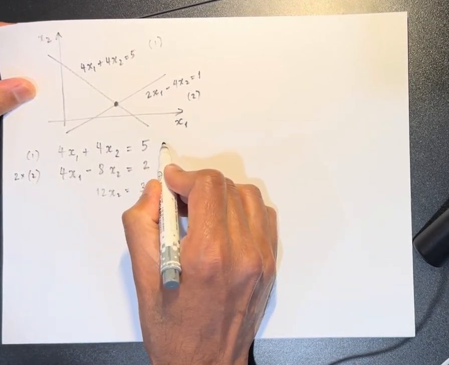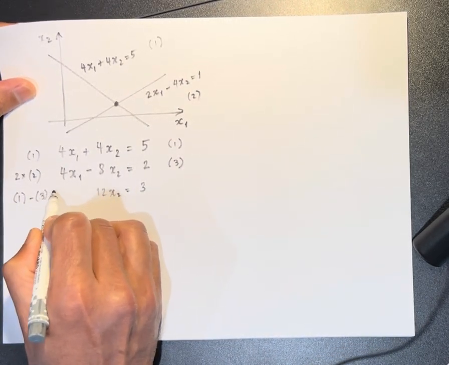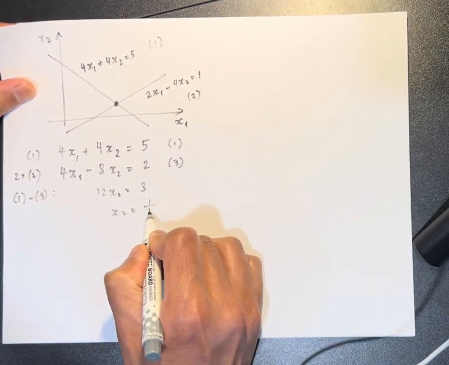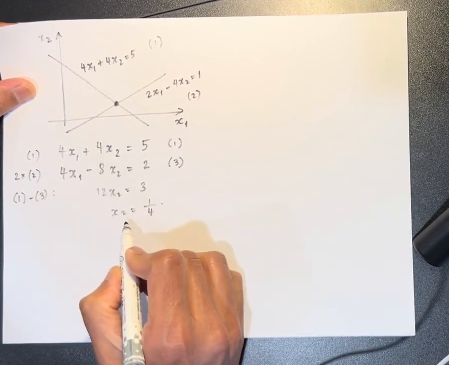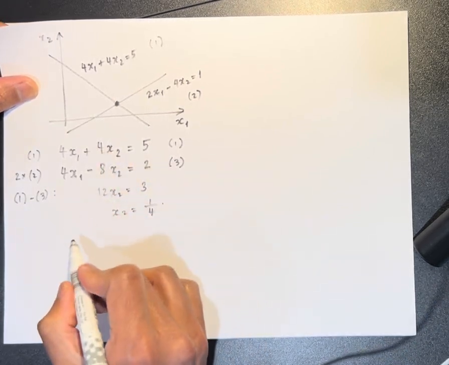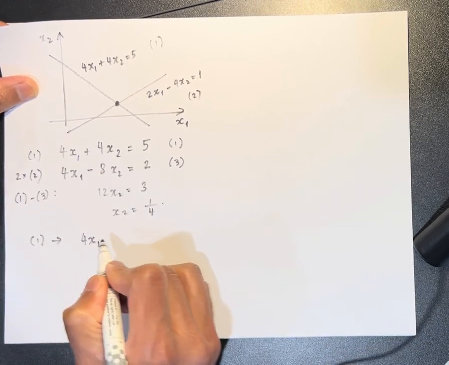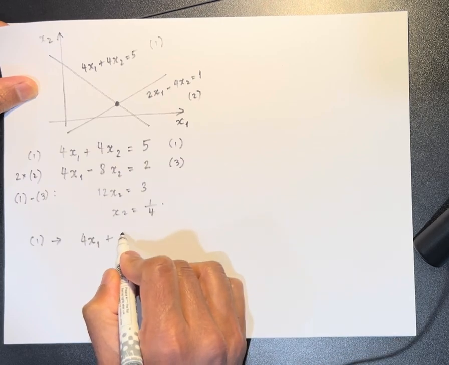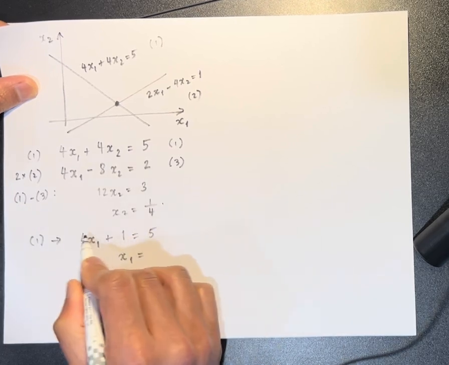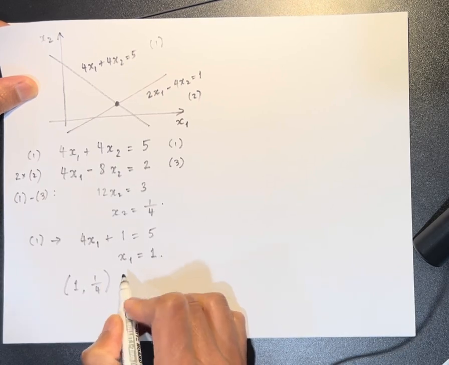If I call this equation 3, this is equation 1 minus equation 3. Okay, so that's what this is. So we get x2 equal to 3 by 12, which is the same as 1 by 4. Okay, and I can take this x2 value and substitute it back here. So substituting, we get 4x1 plus 4 times 1 by 4, which is 1, equals 5. So x1 equals 5 minus 1 by 4, which is 4 by 4, which is 1, right? So (1, 1 by 4) is the unique solution.